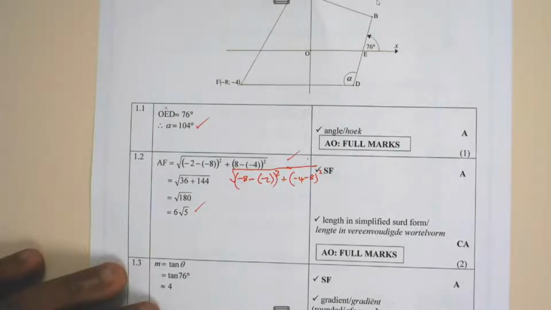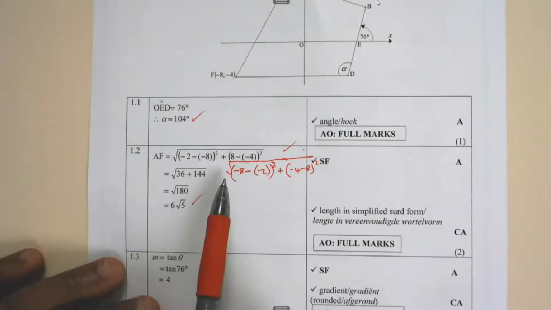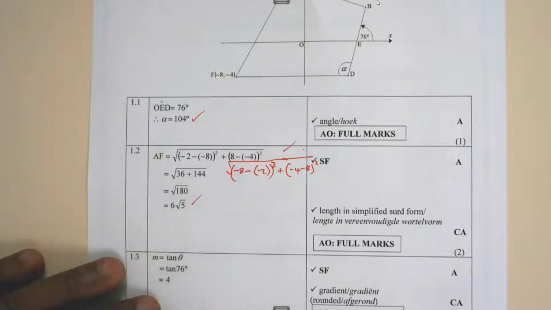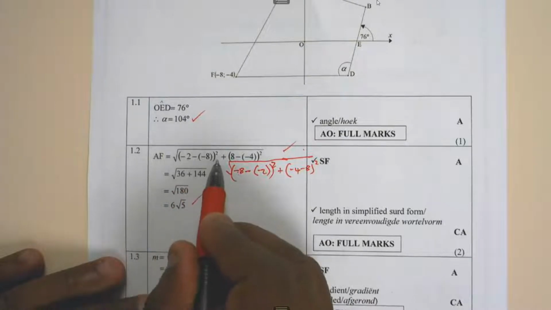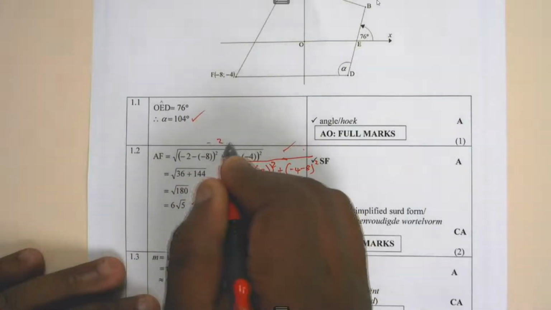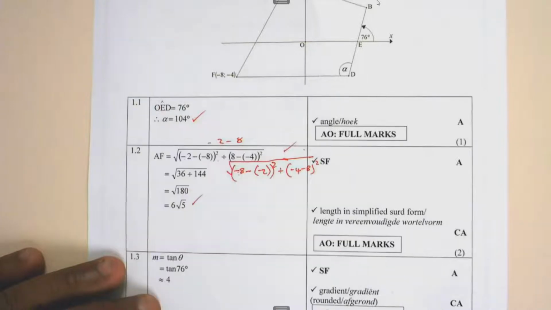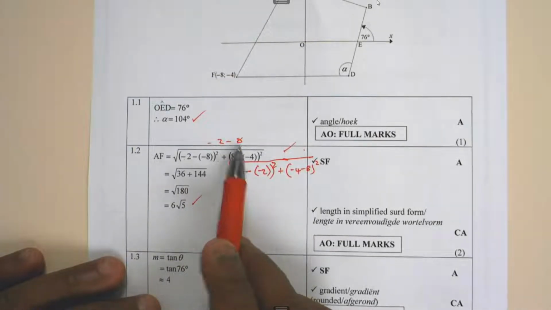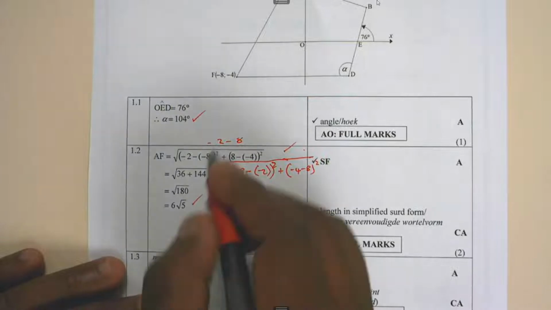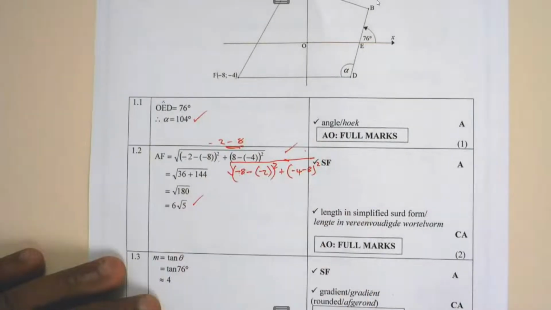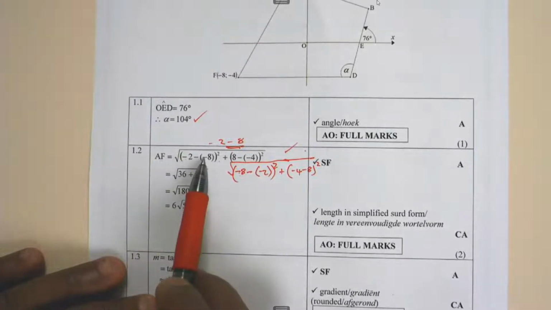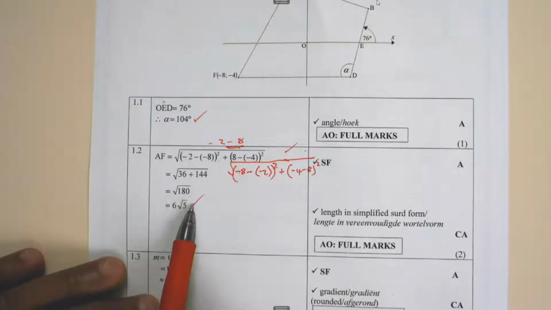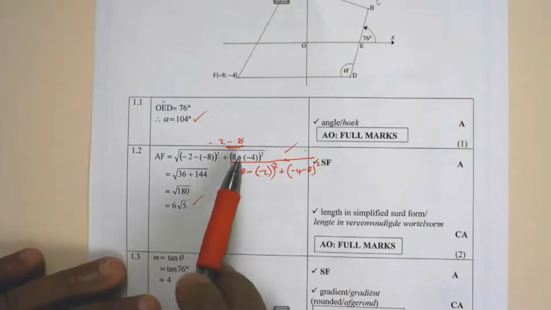What do we mean by the CA mark? Let's say, for instance, learners substituted here. Instead of saying negative 2 minus minus 8, they write negative 2 minus 8, which will give us negative 10. Negative 10 squared is 100. Therefore, the learner is penalized for substitution. But if pressing a calculator based on an incorrect substitution, the value of the length is correct, that is what you call a CA. You give a learner a mark because you can't penalize a learner twice.